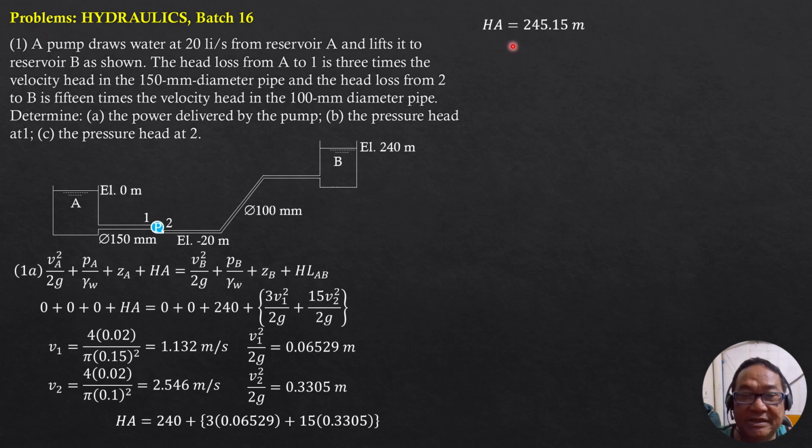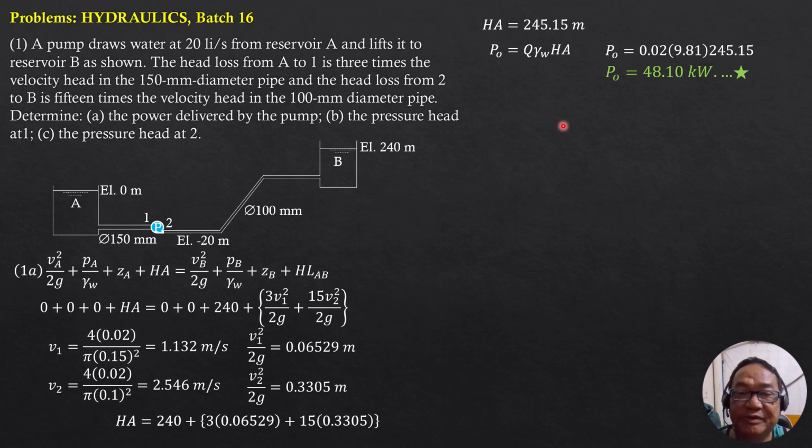Power output is weight flow rate times head added, Q gamma of water times head added, in kilowatts. So we use gamma of water 9.81. So discharge 0.02 times specific weight of water 9.81, times head added 245.15, and that is equal to 48.10 kilowatts. We proceed to the second question, the pressure head at 1.